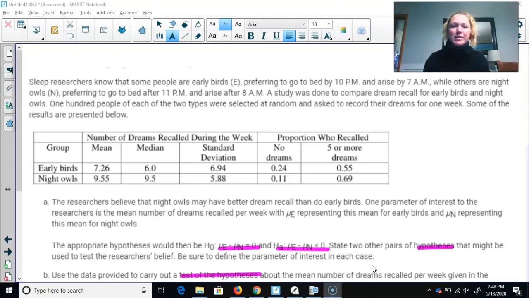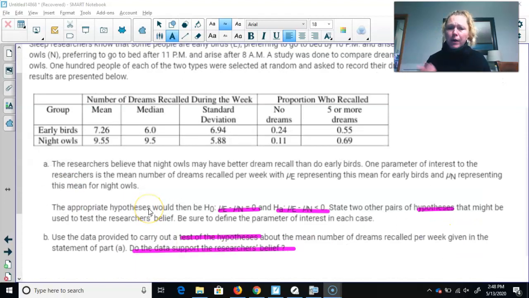So sleep researchers know that some people are early birds that prefer to go to bed by 10 p.m. and rise at 7 a.m. While others are night owls, that's me, okay, preferring to go to bed after 11 p.m. and rise after 8 a.m. A study was done to compare dream recall for early birds and night owls. 100 people of each of the 2 types were selected at random and asked to record their dreams for 1 week. Some of the results are presented below. The researchers believe that the night owls may have better dream recall than do early birds. One parameter of interest to the researchers is the mean number of dreams recalled per week, where we have mu of E representing the mean for the early birds and mu of N representing the mean for night owls.